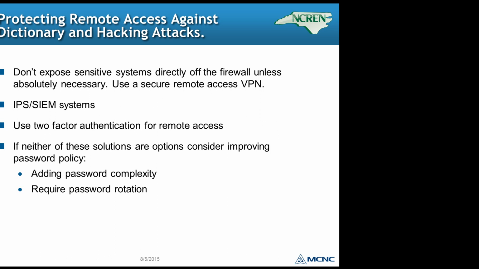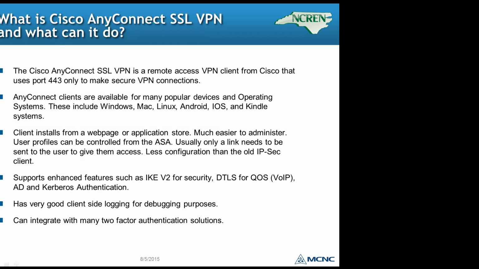All right, so now that we've covered how remote access fits into your security strategy, let's talk a little bit about the Cisco AnyConnect SSL VPN and what it can do for you. The Cisco AnyConnect SSL VPN is basically a remote access VPN from Cisco that uses port 443 only to make secure VPN connections. It used to be that the older Cisco IPsec client needed additional ports open for IKE and ESP type packets. With the SSL VPN, as long as you have port 443 open, you're ready to go.